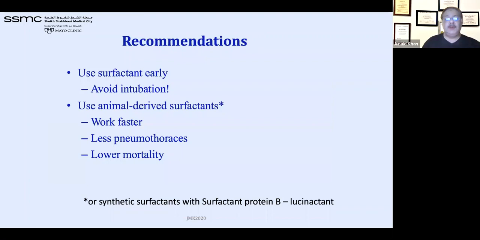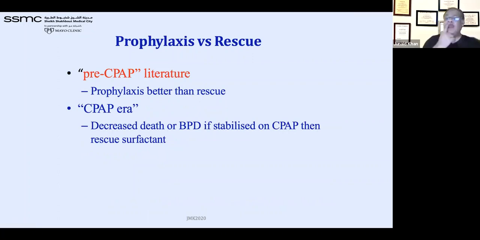So use surfactant early. You can give surfactant without intubation. We all know that. There is one surfactant called lucinactant, which is synthetic, but it is under research. I will show you which types of surfactant there are. So coming back to prophylaxis versus rescue.